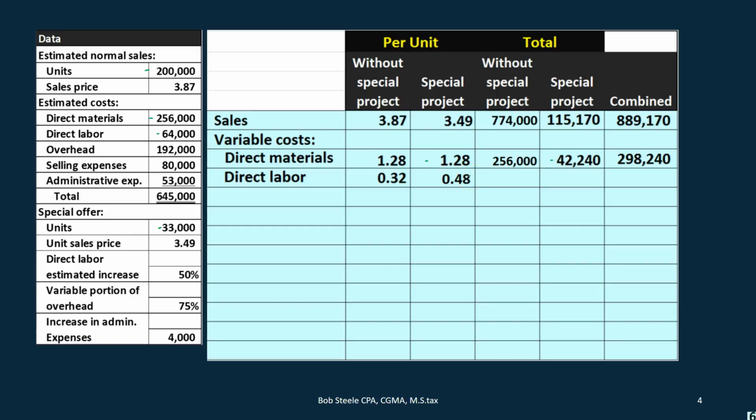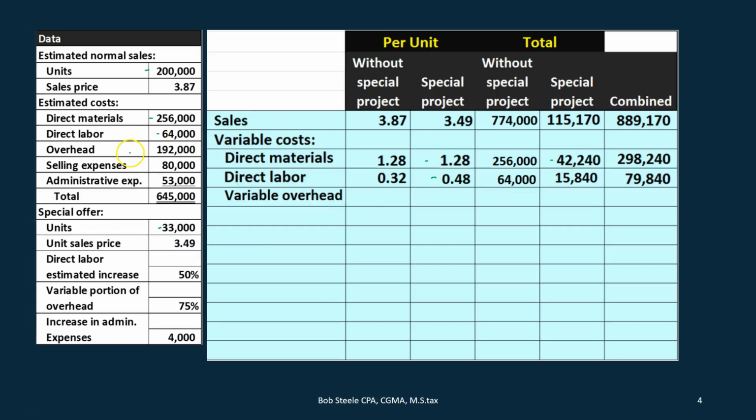Then we're going to say without the project, that's what we have normally. That's the 64,000, could be calculated as the 0.32 times the 200,000. And then we have the 0.48 times the 33,000 to give us the 15,840, the relevant cost to the decision, the one that we would incur if we accept the new project, giving us a total of the 64,000 plus the 15,840 of 79,840.